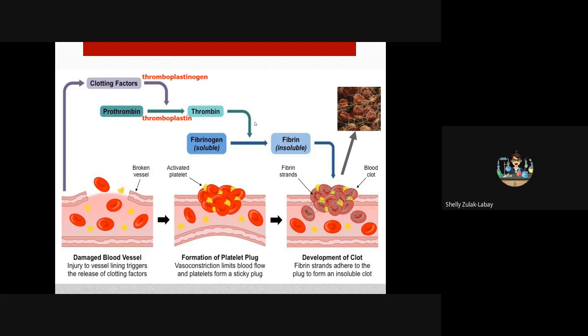Overall, all of these proteins are important from getting the damaged blood vessel to the initial formation of a platelet plug or a group of platelets sticking together, and eventually the development of a clot when the fibrin strands adhere or lock into place.